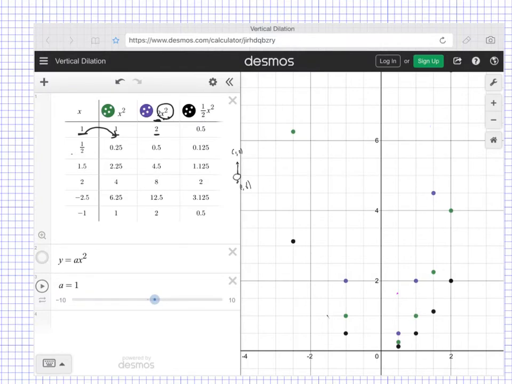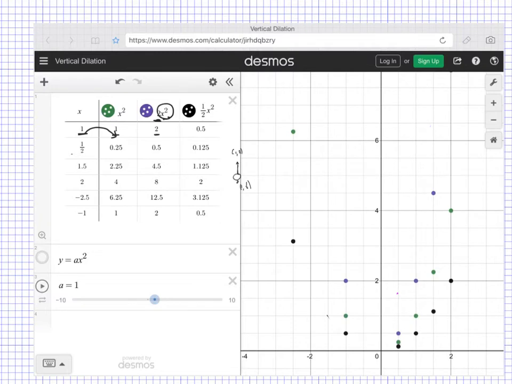Now, the key thing that's happening is here, and the key way we describe it. You can see here that the point has moved vertically upwards or vertically downwards. It's not moving sideways or diagonally, it's moving vertically. So this is the big understanding from this lesson, that an A value out the front of the x squared produces a vertical dilation, which you can see is the heading of my graph on Desmos here, vertical dilation.